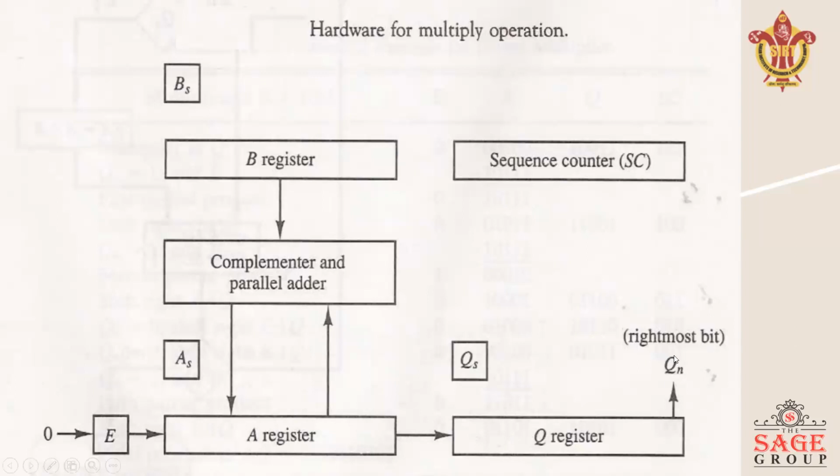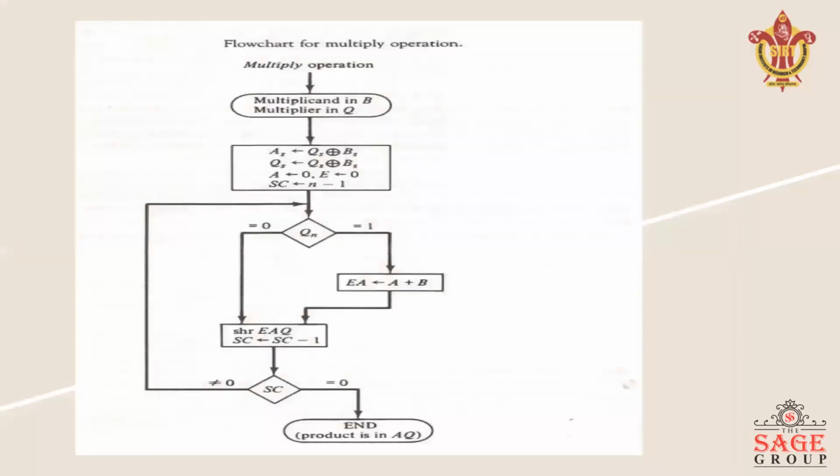Now let us see what is the role of the QN bit here, and what is the role of the complementer. Let us discuss the algorithm in the next slide. This is the step-by-step algorithm explained in the form of a flowchart, the flowchart for the multiplication operation of two binary numbers in sign magnitude representation. In the first step, we will store the multiplicand in B, then the multiplier in Q.